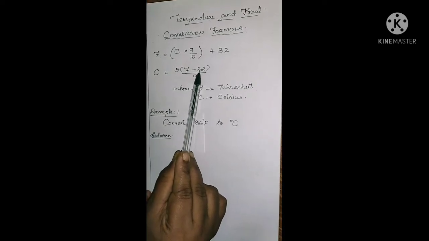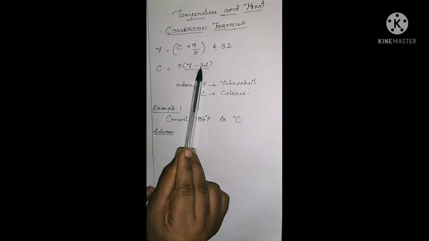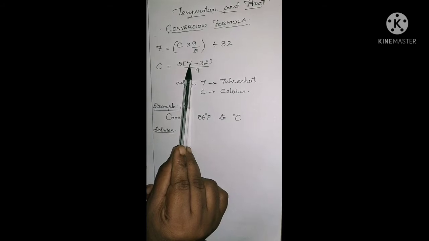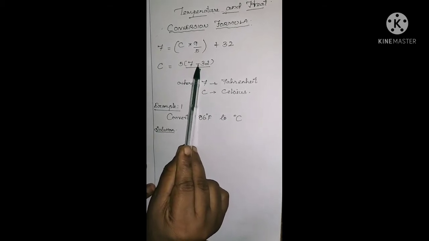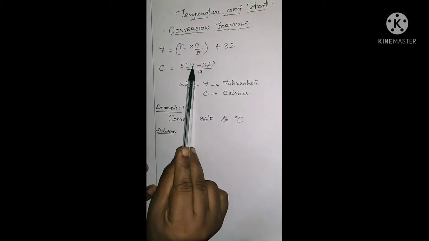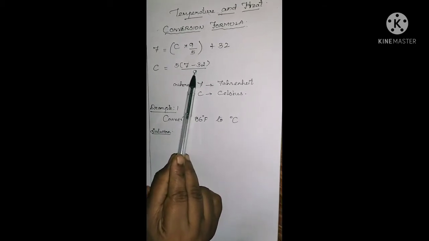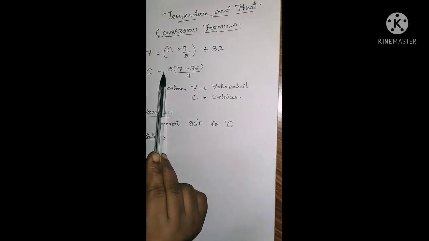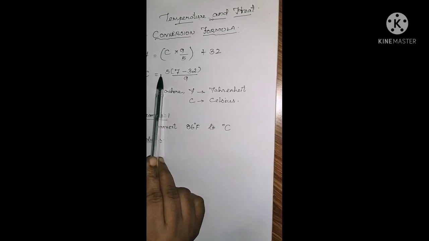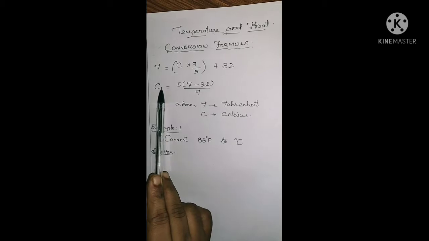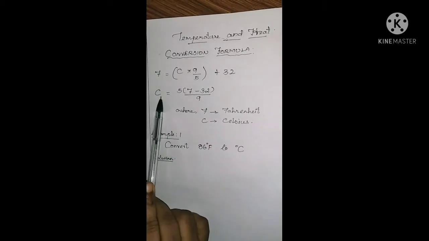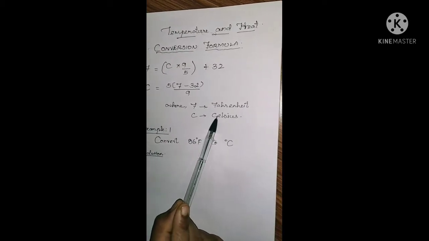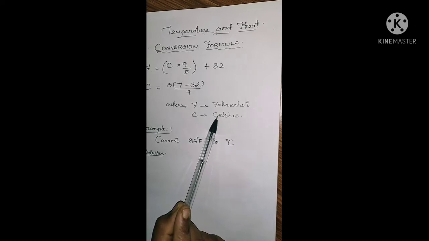Why are we writing minus 32 here? You all know that the Fahrenheit scale has a lower fixed point, the melting point of pure ice, which is 32. That is why we are subtracting that value. So, 5 into (F minus 32) by 9. Have you all understood? These two equations you should learn. If they ask you to convert from Celsius to Fahrenheit or Fahrenheit to Celsius, you can use these formulas. Here F means Fahrenheit and C means Celsius value. Shall we see a few examples?